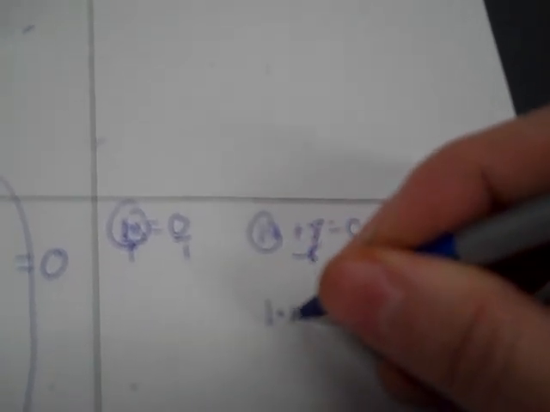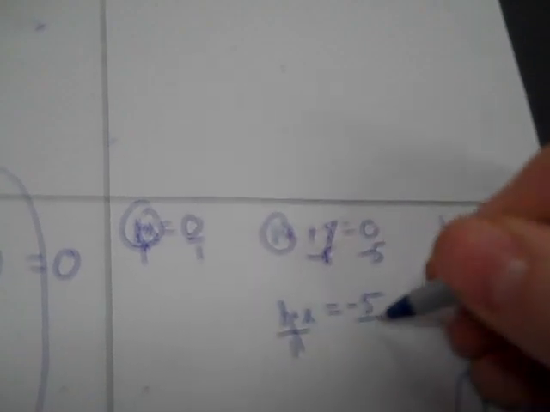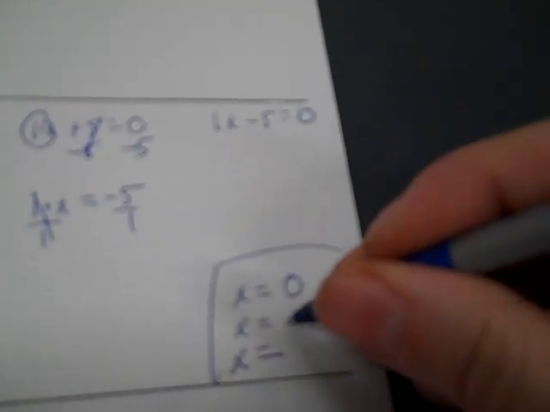So I dot that, circle it, divide, but go straight to division. 0 divided by 1 is 0. There's your first answer. Now we dot and circle. We subtract 5 from both sides. So 0 take away 5 is negative 5. And then I divide by 1, and negative 5 divided by 1 is negative 5.